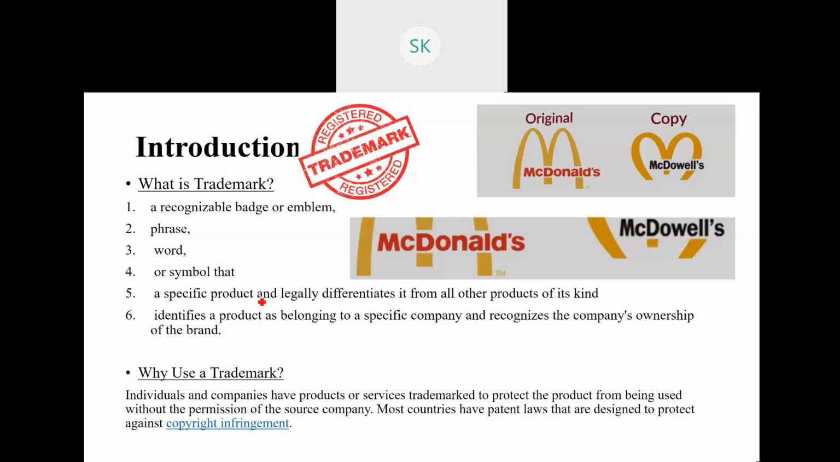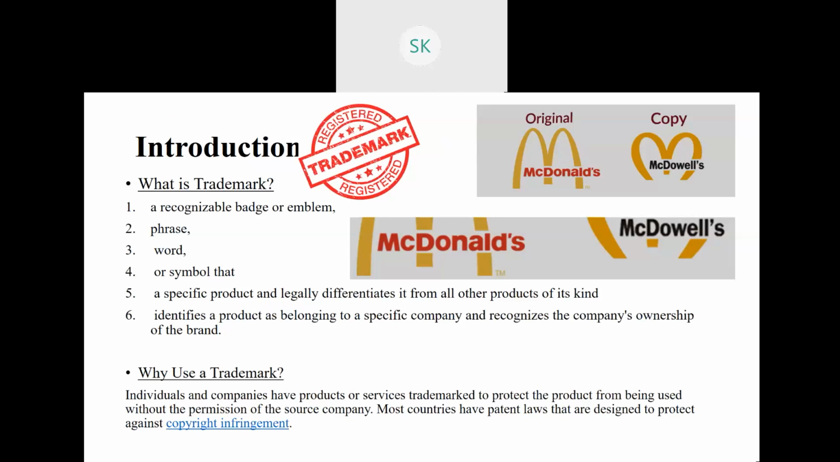So why do we use a trademark? What's the use of a trademark? Individuals and companies have products or services trademarked to protect the product from being used without the permission of the source company. Most countries have laws that are designed to protect against infringement. So companies use trademarks to stop other companies from copying their logo or their content.